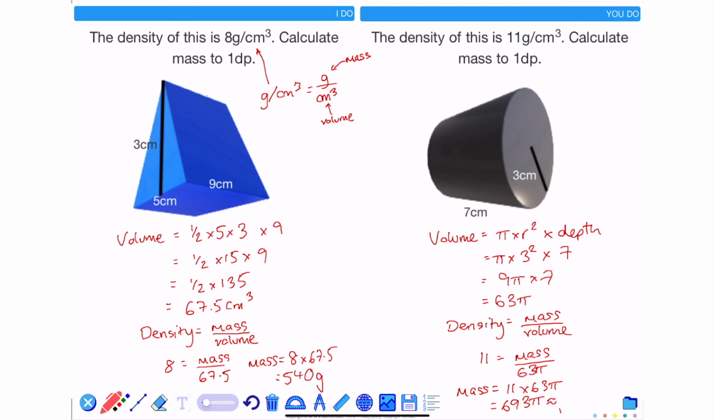Rounding to one decimal place, as requested by the question, is 2177.1, and, like before, since the units are grams per centimetre cubed for density, the mass will be measured in grams.